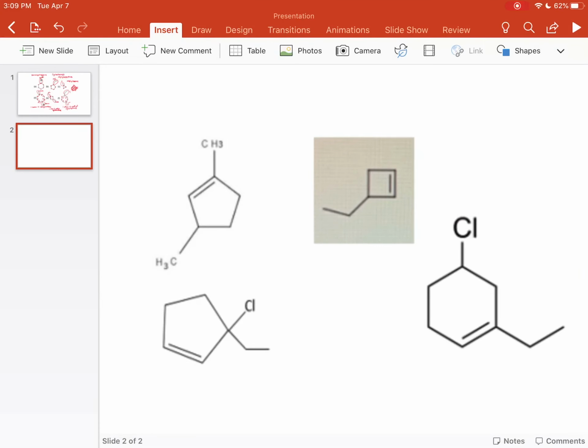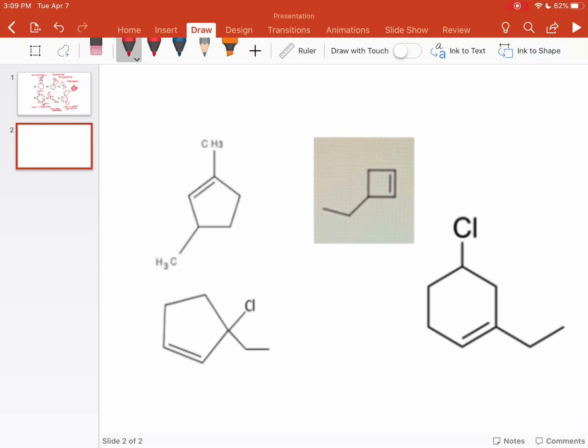Hey there, the goal of this lesson is to teach you how to name cycloalkenes. A cycloalkene is a cyclical structure that has one or more double bonds, and the cycloalkenes we're going to name are only going to have one double bond.